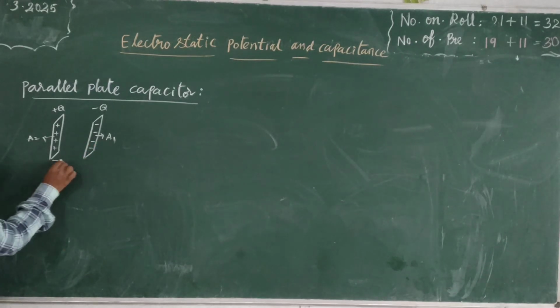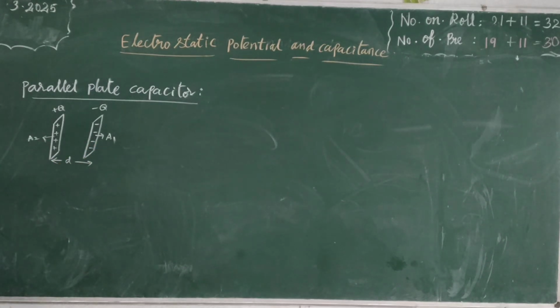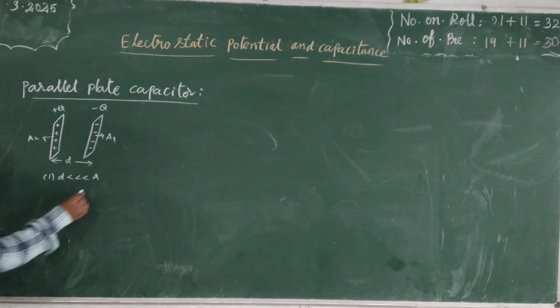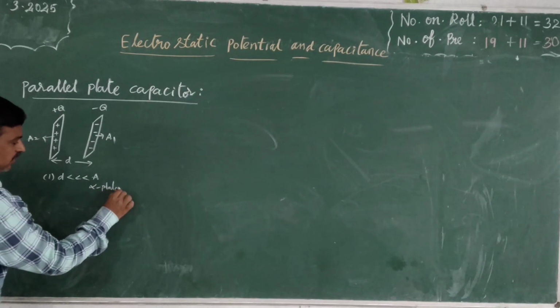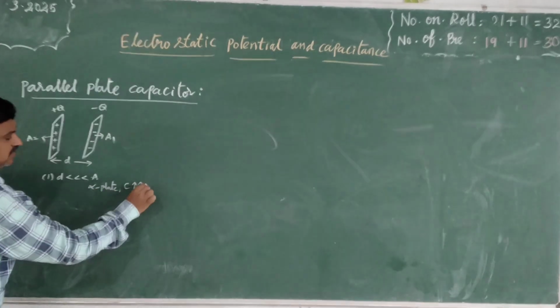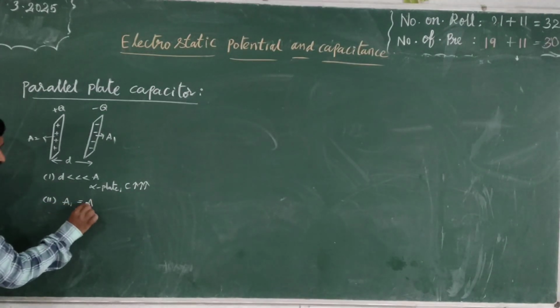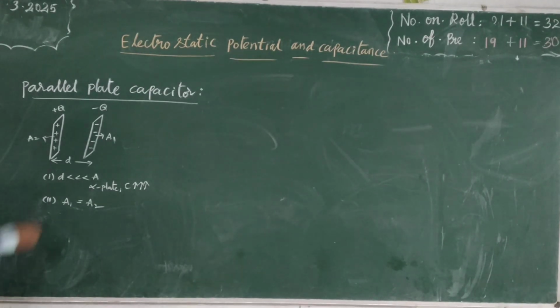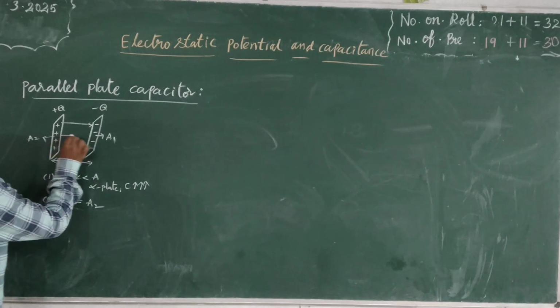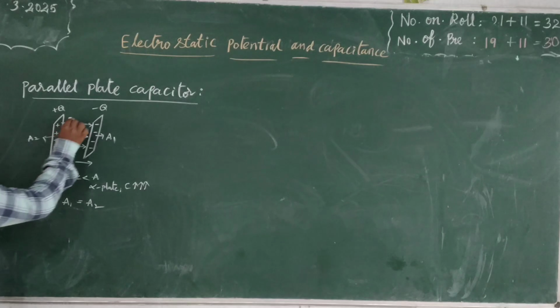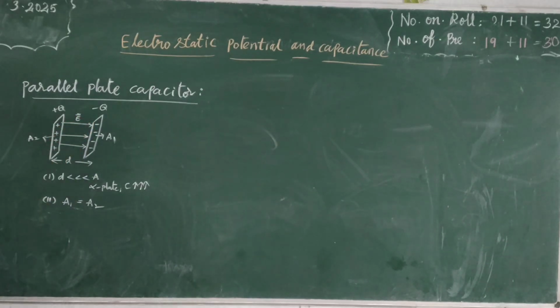The distance between the plates is d. Here two conditions apply. First, d is very much less than A. Very much less means the plates behave like infinite plates and the capacitance increases. Second, A1 equals A2: the area of the first plate is equal to the area of the second plate. In that case, electric field lines start from the plus charge and terminate on the negative charge, plus to minus. This is the electric field direction.